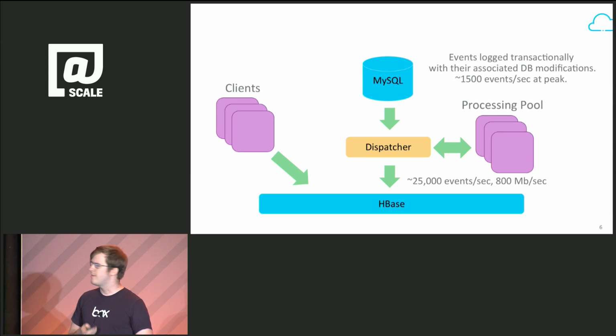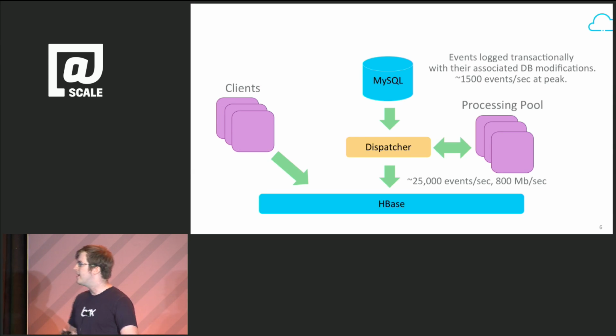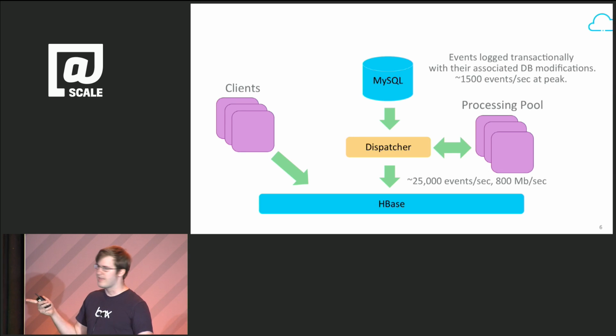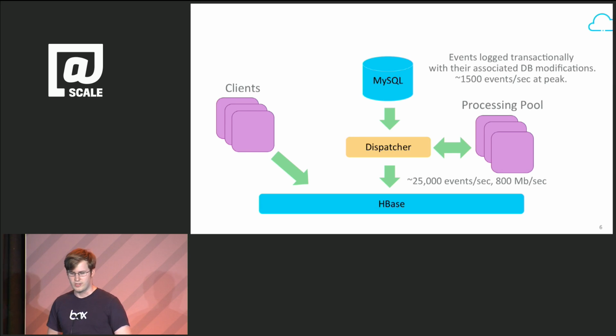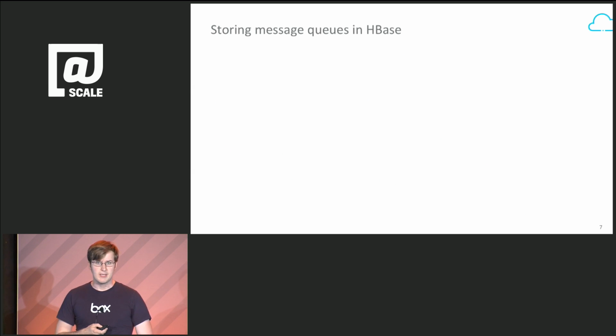Then when clients want to come in and issue requests against the events API, we go and find that user's queue in HBase and do the read there. So how do we actually store these message queues in HBase?